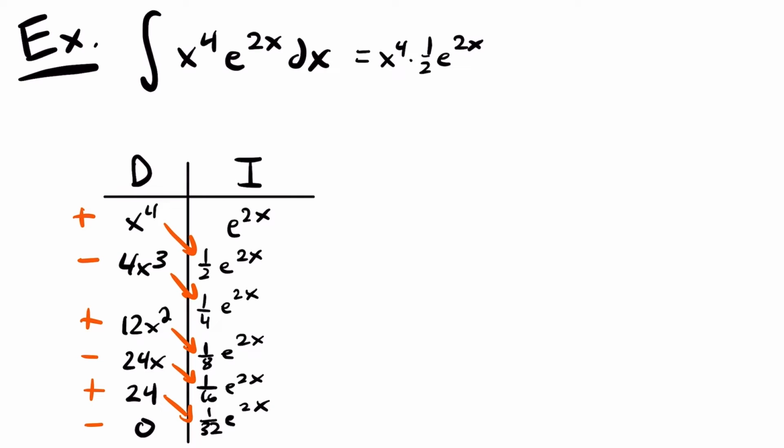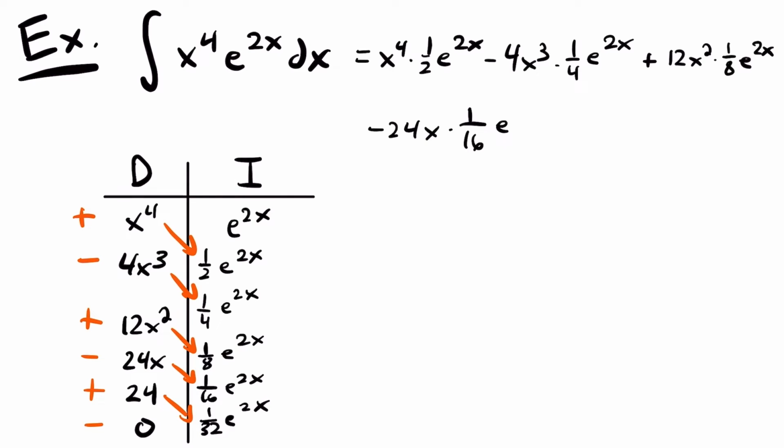Then our next term will be negative 4x cubed times 1/4 times e to the power of 2x. So we'll have minus 4x cubed times 1/4 times e to the power of 2x. And then our next term will be positive 12x squared times 1/8 times e to the power of 2x. So we'll have plus 12x squared times 1/8 times e to the power of 2x. Then I'll write my next term down here, and that will be negative 24x times 1/16 times e to the power of 2x. So we'll have negative 24x times 1/16 times e to the power of 2x.